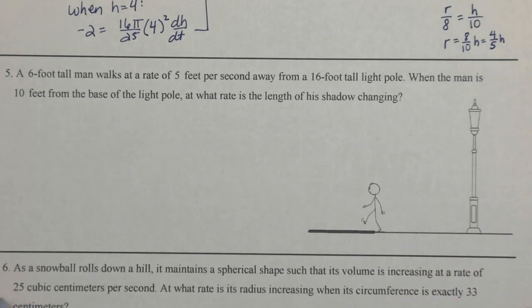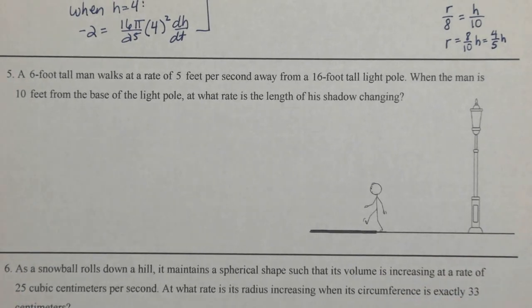Let's do another one. A 6-foot tall man walks at a rate of 5 feet per second away from a 16-foot tall light pole.